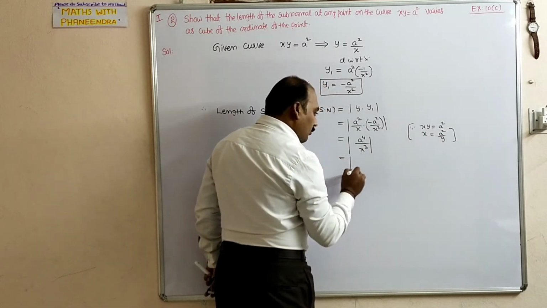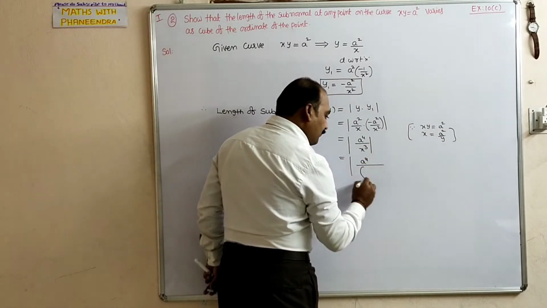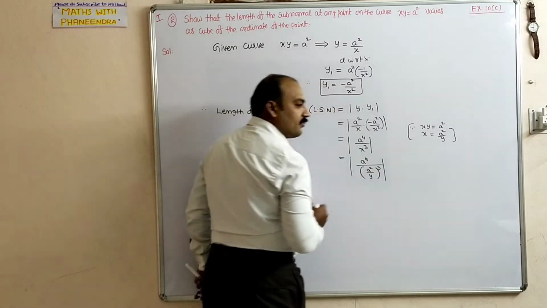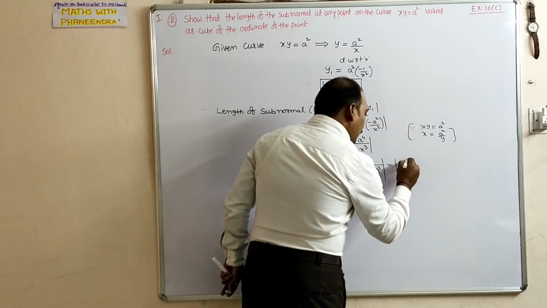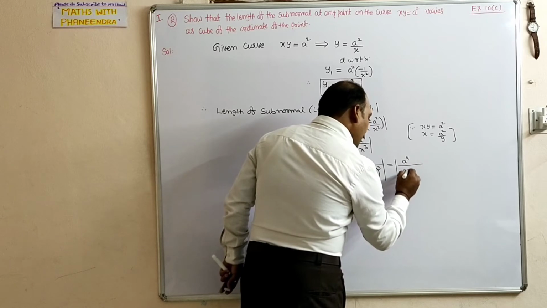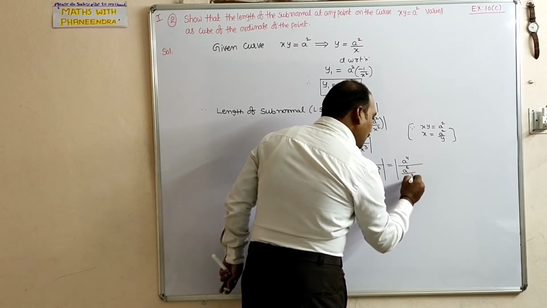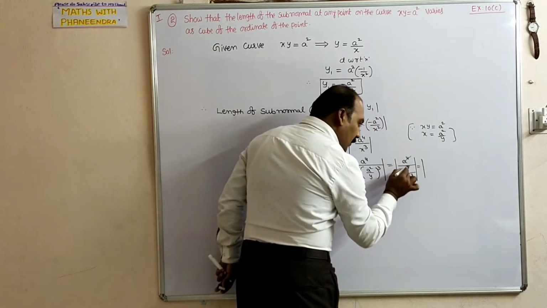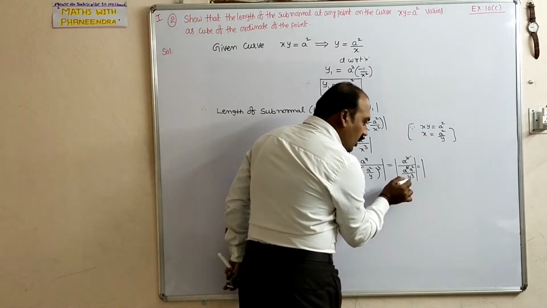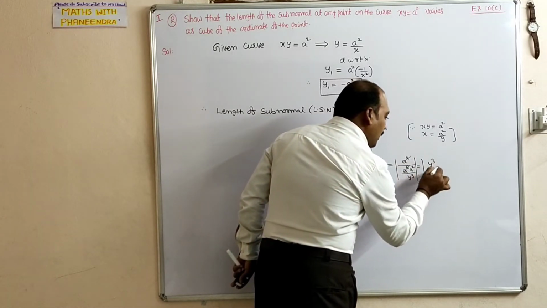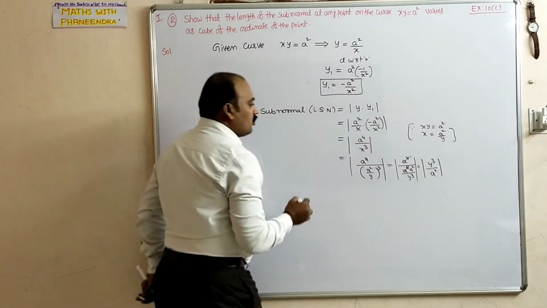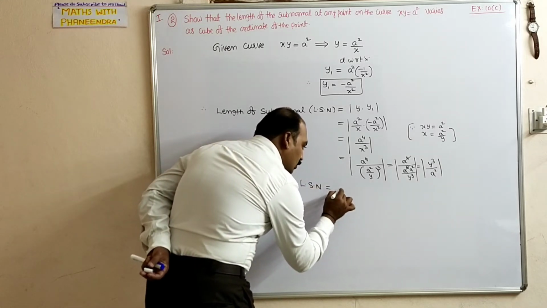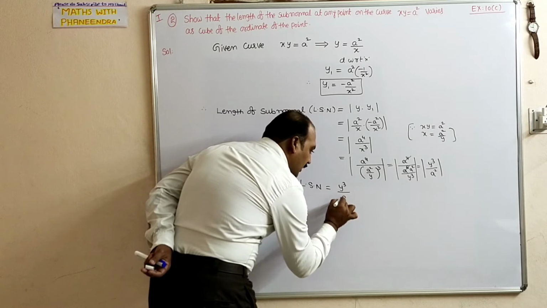You will get mod a power 4 divided by a square by y whole cube, which is equal to a power 4 divided by a power 6 divided by y power 3, which can also be written as a power 4 times, cancel means a square. Denominator by denominator, it will become numerator: y power 3 divided by a square. So therefore, the length of subnormal LSN is equal to y cube divided by a square.